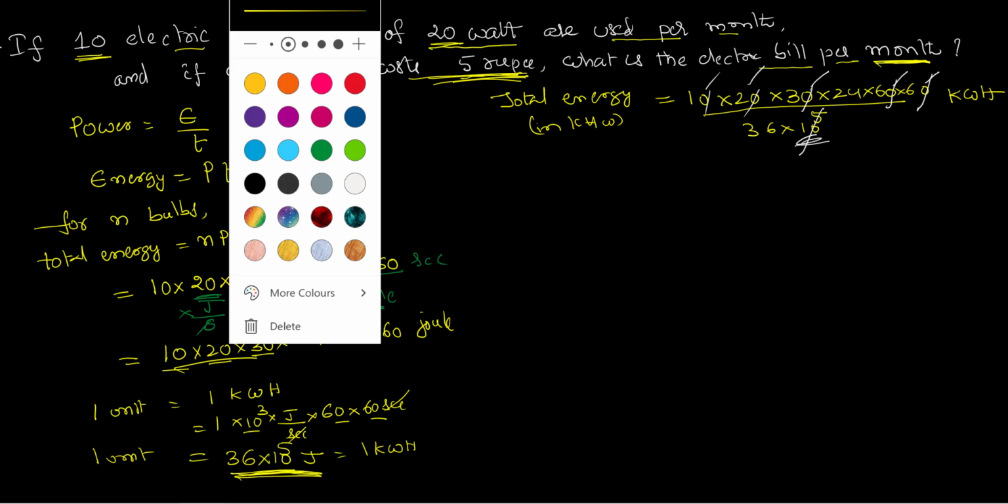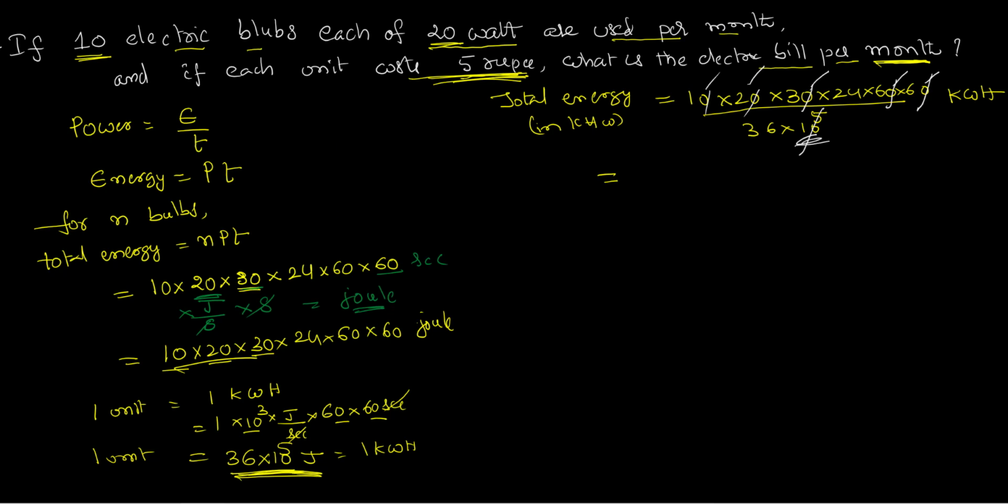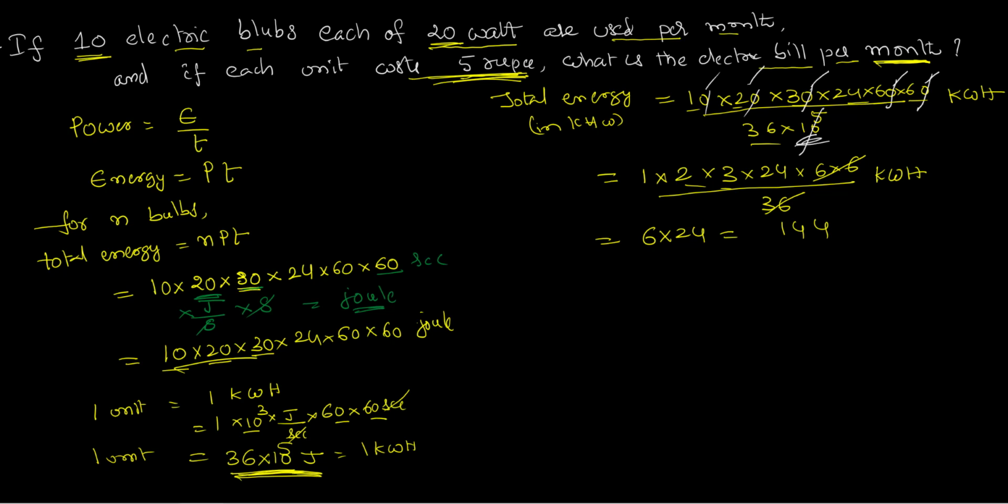So what's the remaining value if you look at that? 2 is here, 3 is here, 24 is here, 6 and 6 is here, divided by this 36. 6 and 6 is 36, so this 36 and this 36 will get cancelled. So what is the answer? 2 into 3 is 6 into 24. That is 6 4s are 24, 6 2s are 12, another 2, 144 kilowatt hour. Or you can call it units itself.